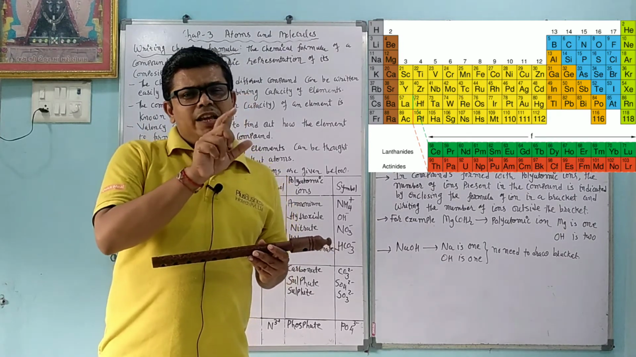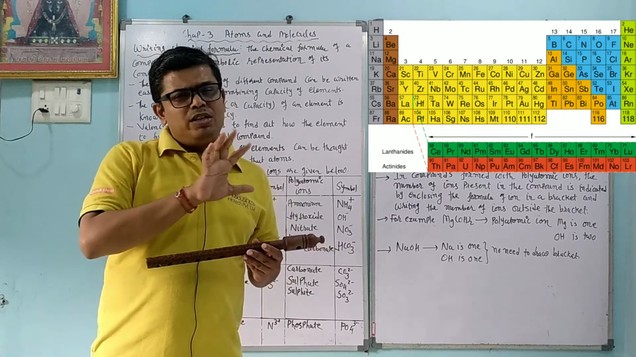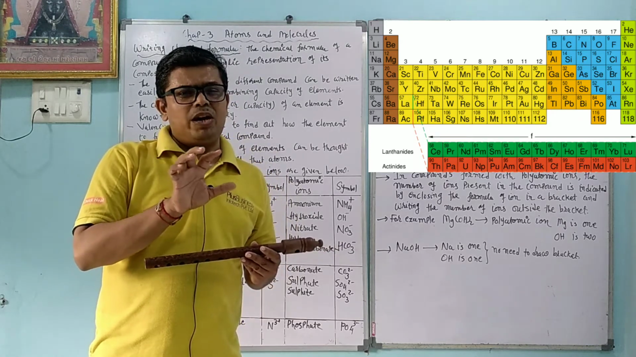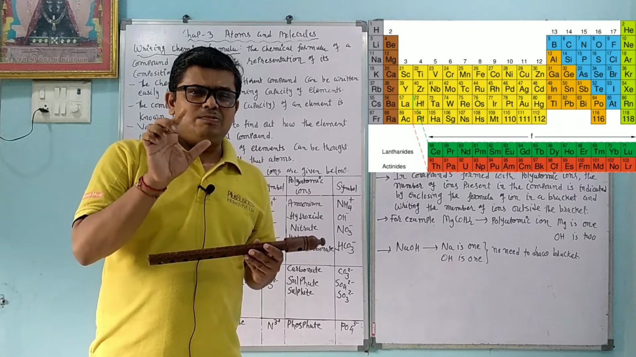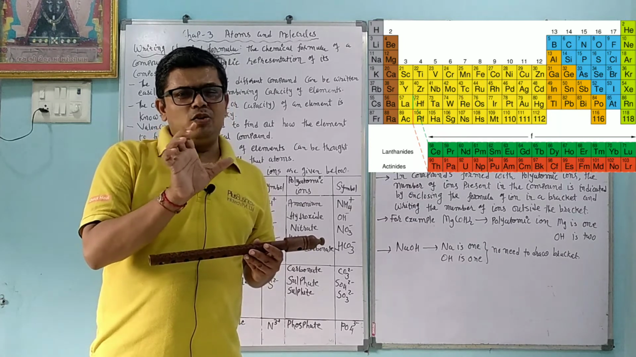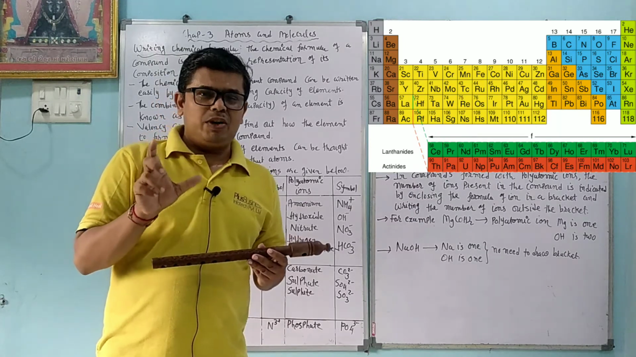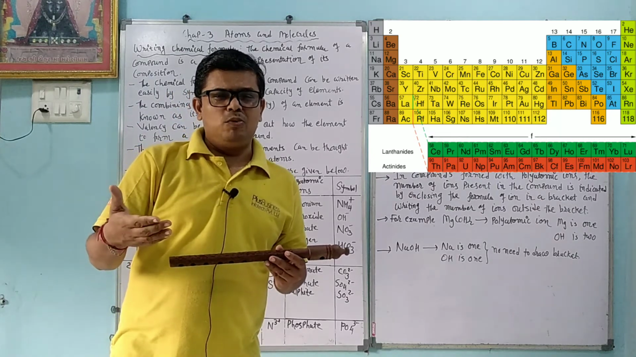In NaCl, Na is +1 and Cl is -1, so it is simple NaCl. But in barium chloride, Ba is 2 plus and Cl is -1. To make it zero, we have to write BaCl2. Later on we will learn more in detail.